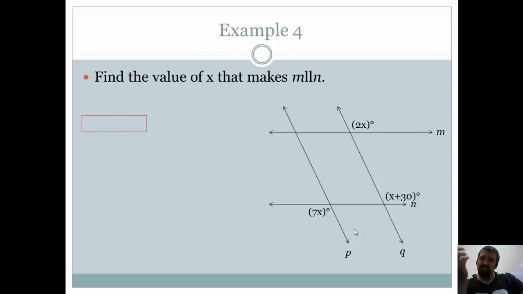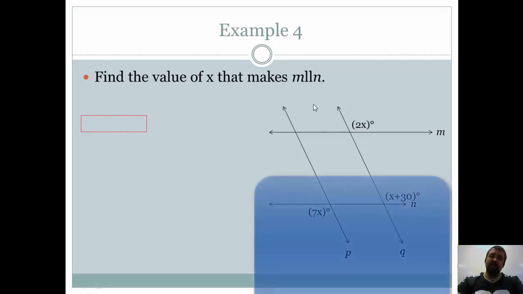Well, if I'm looking for line M and line N to be parallel, I'm looking for the transversal that has a set of numbers on the top and on the bottom, for line M and line N on the same transversal. If I look, line M has an angle here for this intersection, but none for this one.